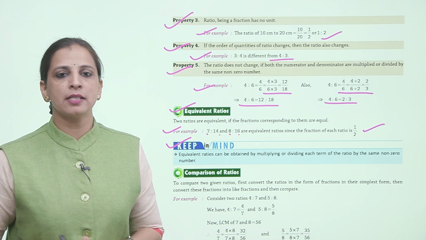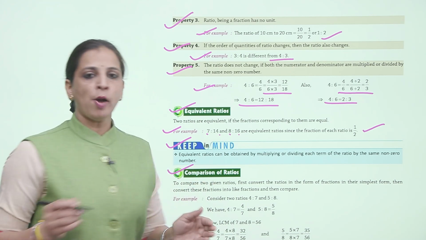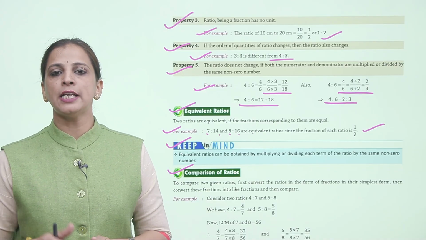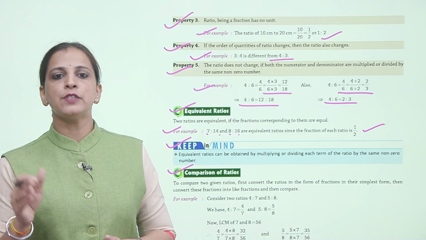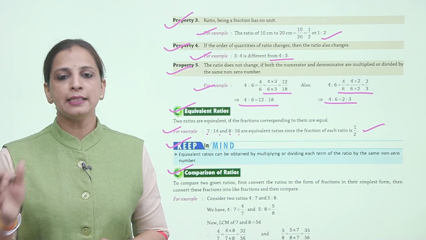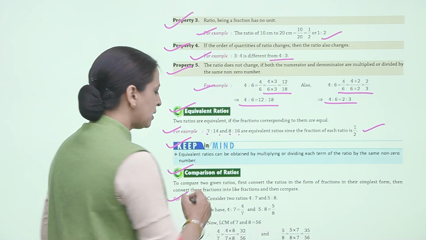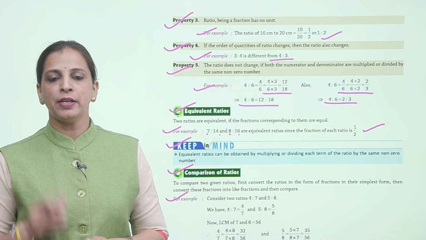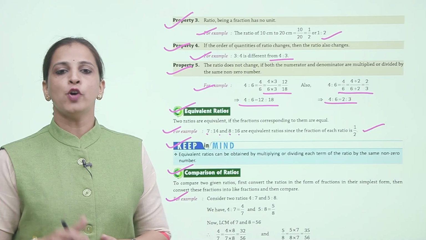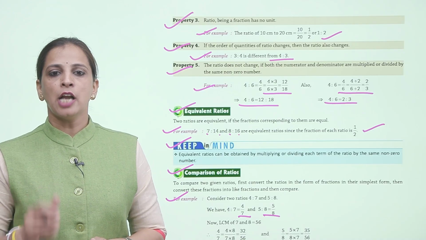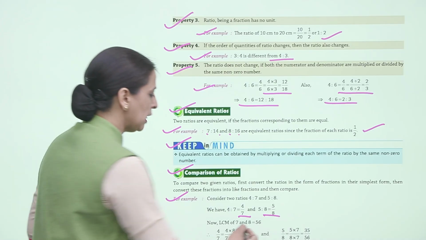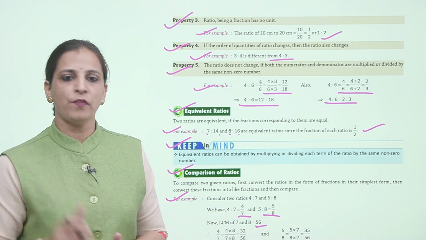Now, next is comparison of ratios. To compare two given ratios, first convert the ratios in the form of fraction in their simplest form, then convert these fractions into like fractions and then compare. For example, consider two ratios 4 is to 7 and 5 is to 8. We have 4 is to 7 is 4 by 7, 5 is to 8 is 5 by 8. Now LCM of 7 and 8 is 56. अब दोनों के denominator को 56 बनाना है.